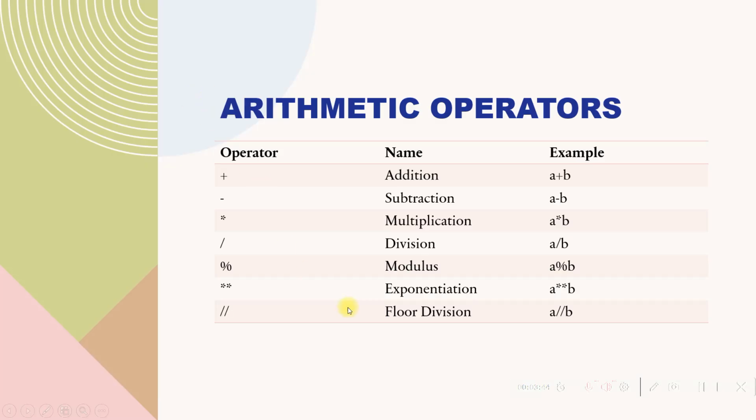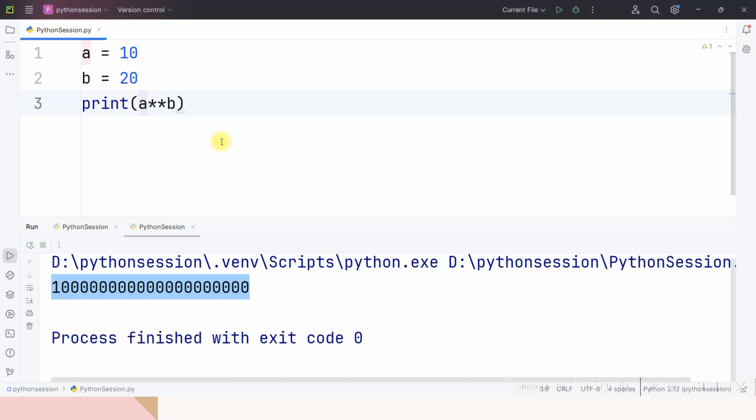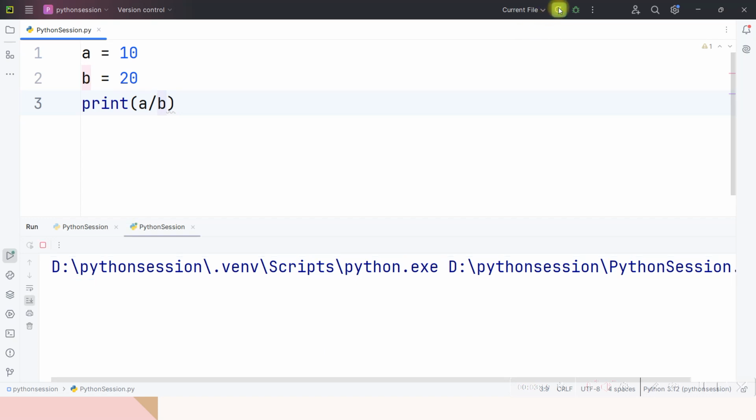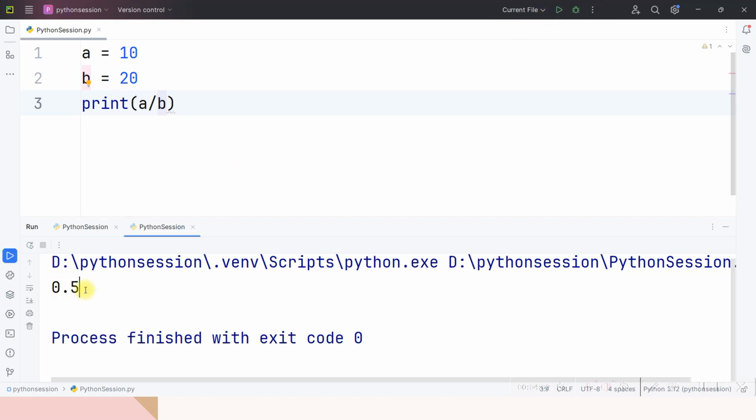And then we have the last operator, which is the floor division operator. Earlier we saw that when we use the single slash, it gives us the result as a float value, that is 0.5, which is the correct value when you divide 10 by 20. But instead of a single slash, when you put a double slash here, you will get the floor value, so you will not get the decimal part.